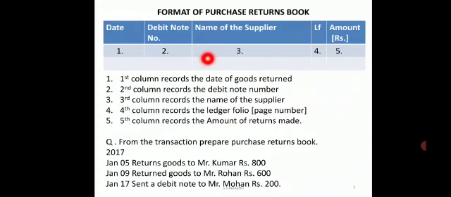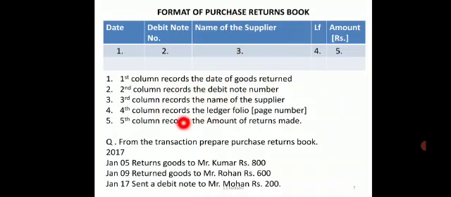Next, the debit note number has to be written in the second column. Then to whom the goods are returned, the supplier's name, has to be taken in the third column. The fourth column will have the ledger folio, and the fifth column will give us the amount of returns that have been made to the supplier. So we have this format over here.